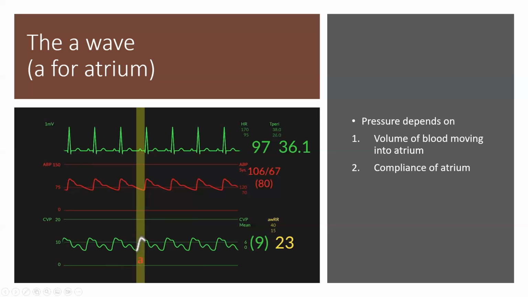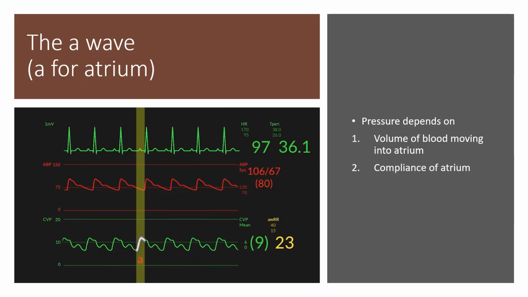So the first wave that we're going to talk about is what is called the A wave. A is for atrium. This is the time that the atria is contracting. So the first peak is known as the A wave, which immediately follows the P wave of the electrocardiogram. Because if A is for atrial contraction, what is going to be the manifestation of atrial contraction in the ECG?